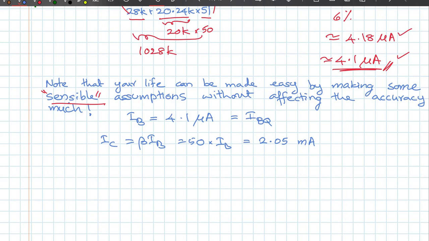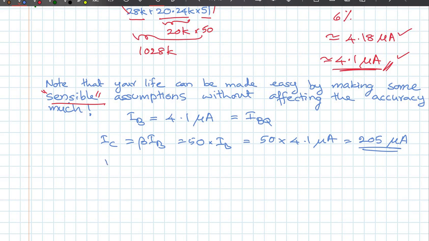2.01 milliamperes, 0.5 milliamperes. Oh, sorry, this is not 205 microamperes. I'm sorry. So this should be 50 times 4.1 microamperes, which is equal to 205 microamperes. That's my ICQ. Even if you go with the accurate value, it will not be off by too much. It will be very close to that.